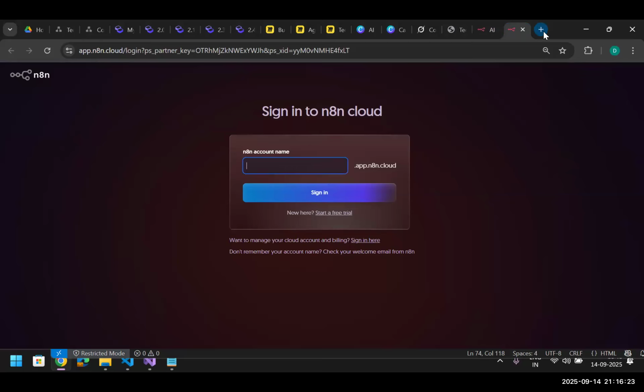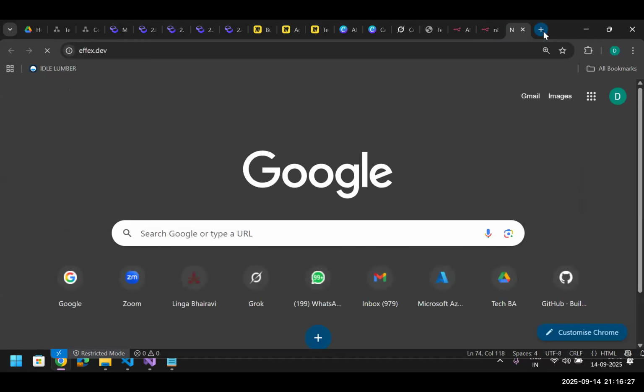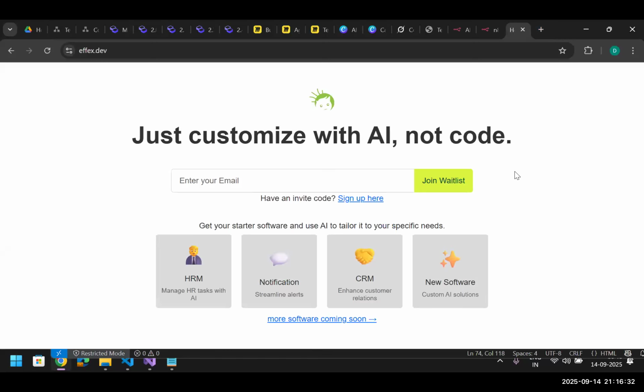All good, sir. And there is fx.dev. You can ask me, where does this come from? So this is Lakshmi, this is ours, our own tool, because there is no need to pay anything. This is our passion, which we have been developing for the last two years. The concept is very simple: you can take any HRM, notification, or CRM software.